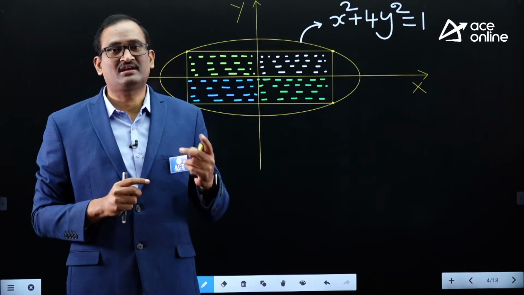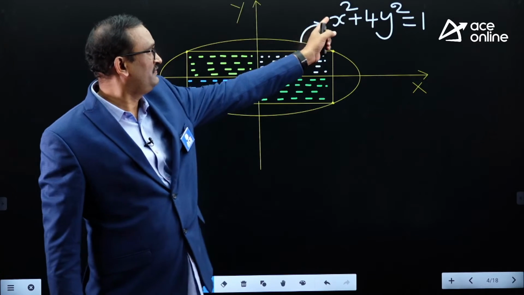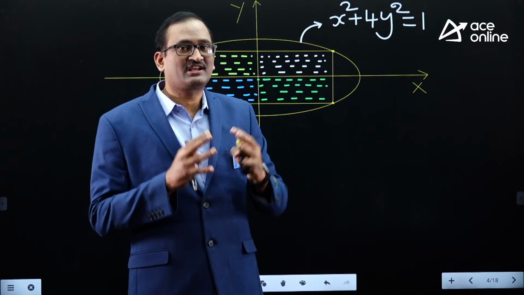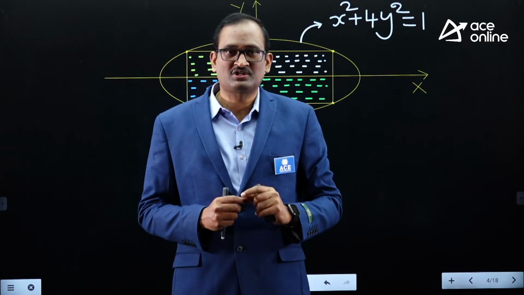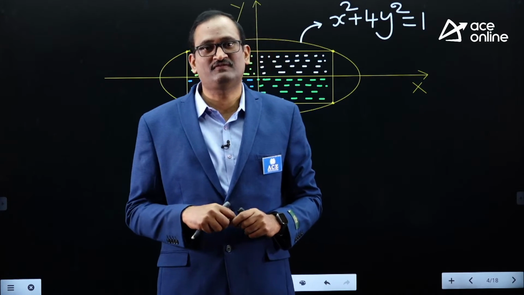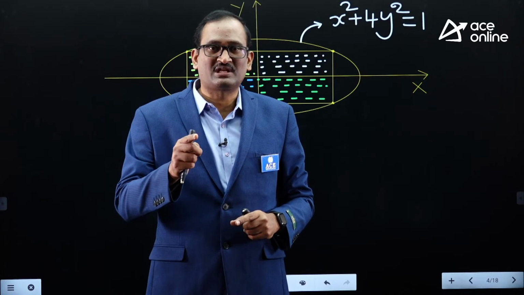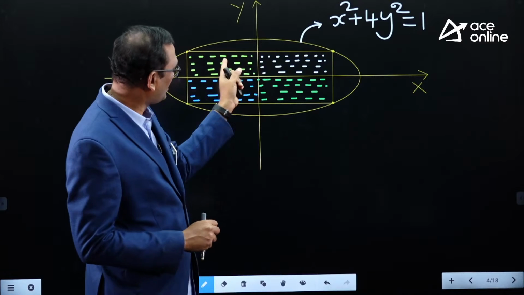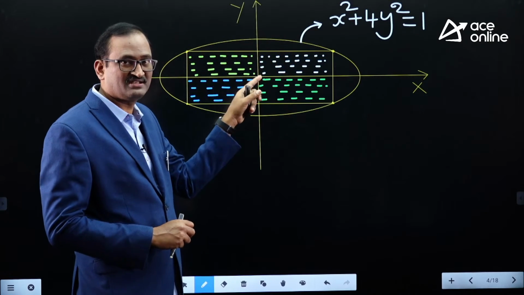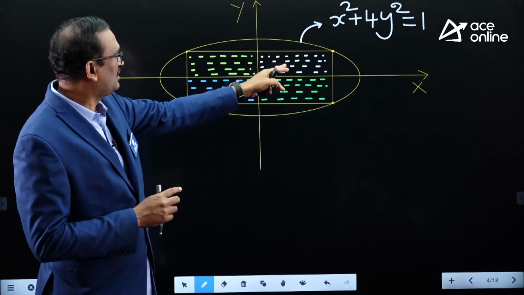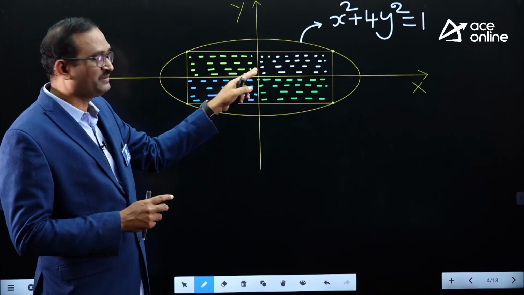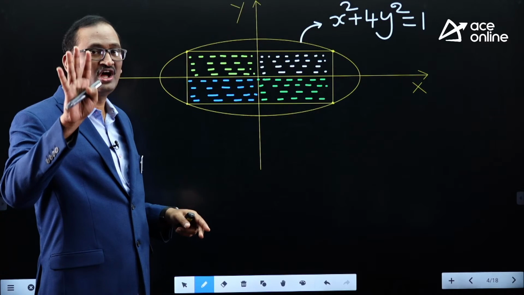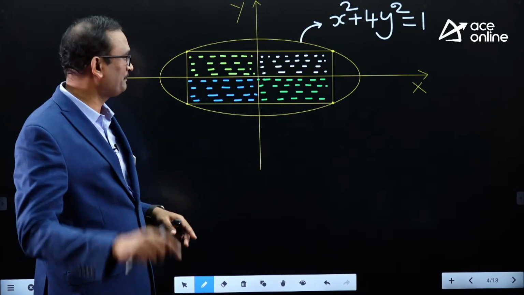How do you say that all are symmetrical? We have even powers of x as well as even powers of y. Whenever the given function contains even powers of x as well as even powers of y, it is symmetrical about the x-axis as well as the y-axis. That's why all 4 rectangles are inside a big rectangle. We have 4 subrectangles, all are symmetrical, all will occupy the same area.